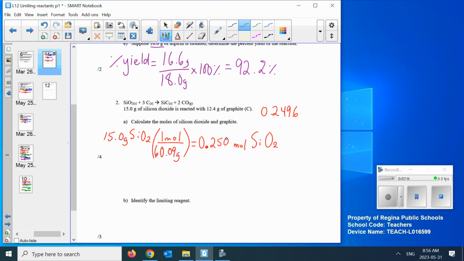12.4 grams of carbon. I'll take this one in. I trust no one now. I know it's around 12. 12.01. I have developed trust issues from a long time ago.